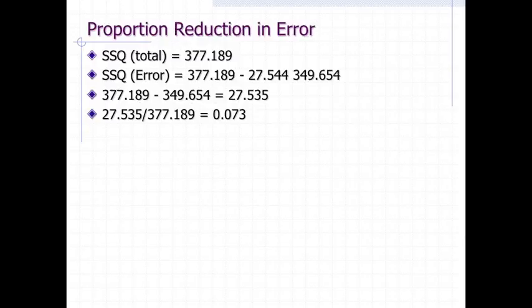An alternative way to look at the variance explained is as the percent reduction in error. The sum of squares total, 377.189, represents the variation when smiling condition is ignored, and the sum of squares error, 377.189 minus 27.544, which is 349.654, is the variation left over when smiling condition is accounted for. The difference between 377.189 and 349.654 is 27.535. The reduction in error of 27.535 represents a proportional reduction of 27.535 divided by 377.189, which is 0.073. The same value as computed in terms of proportion of variance explained.